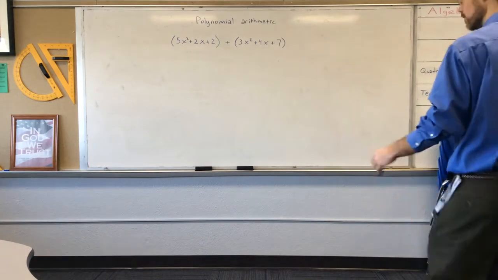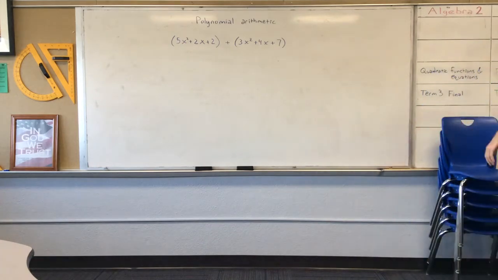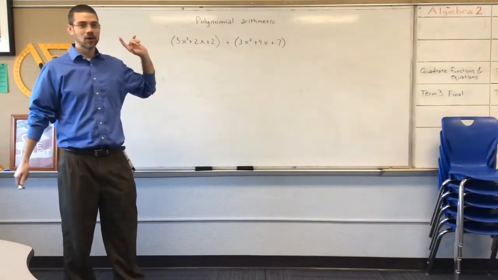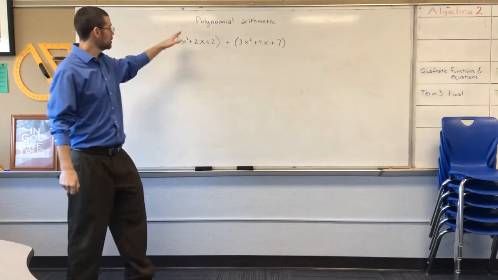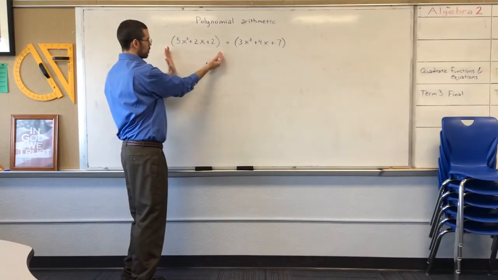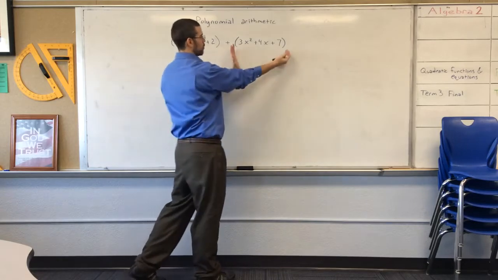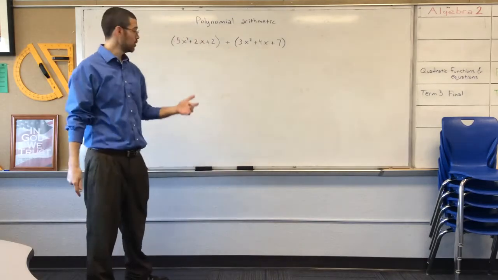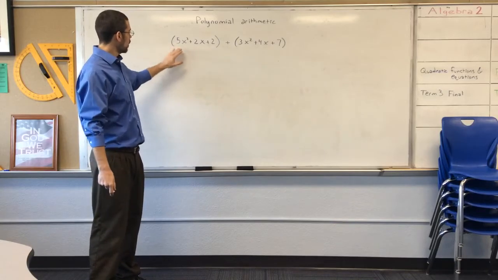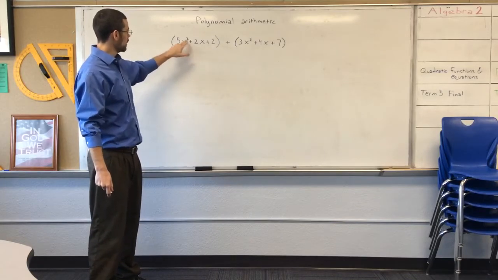All right, so we are going to do a lesson on polynomial arithmetic. So, fancy words, polynomial. In parentheses, I have one polynomial here. I have another polynomial here. A polynomial is a sum of monomials. So, I've got the monomial 5x squared.